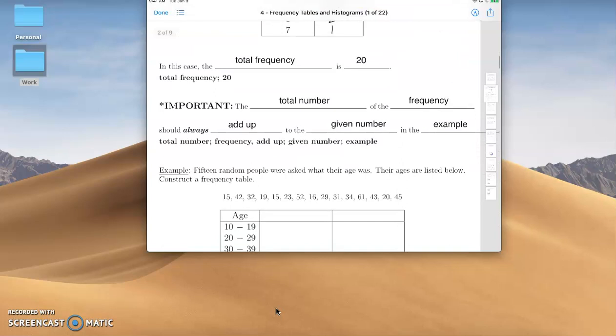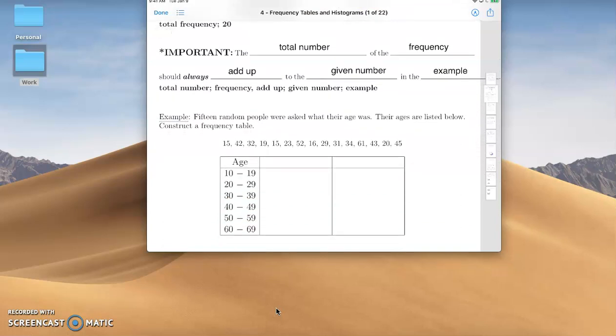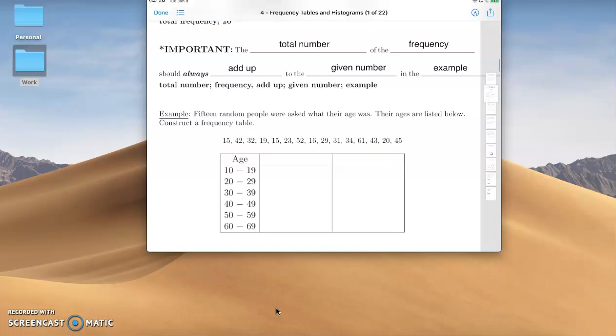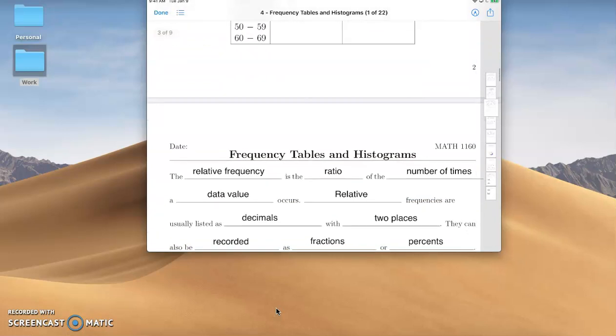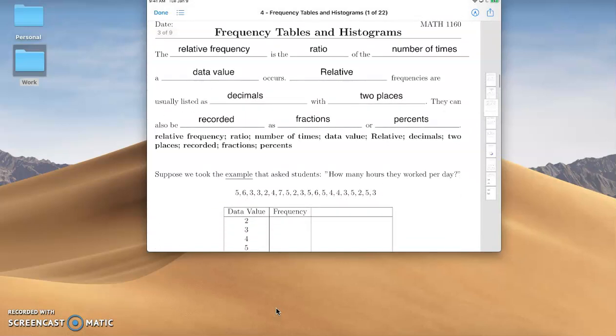All right. Important, the total number of the frequency should always add up to the given number in the example, like I just mentioned. We already did an example, so that's pretty straightforward. Next, we're going to talk about relative frequencies.